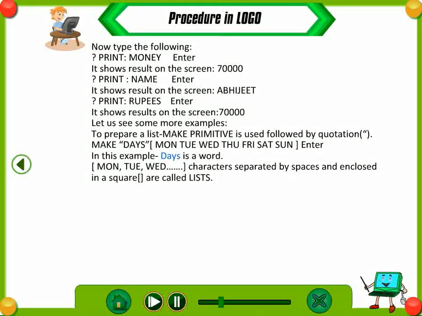To prepare a list, the make primitive is used followed by quotations. Make double quote days double quote Monday, Tuesday, Wednesday, Thursday, Friday, Saturday, Sunday, enter. In this example, days is a word. Monday, Tuesday, Wednesday and so on are characters separated by spaces and enclosed in square brackets, and are called lists.